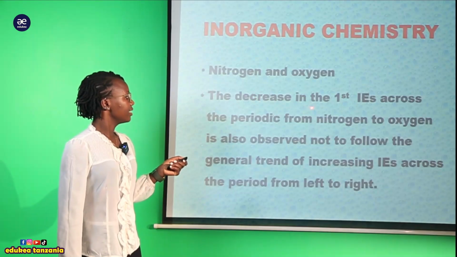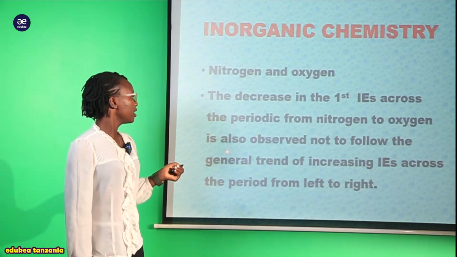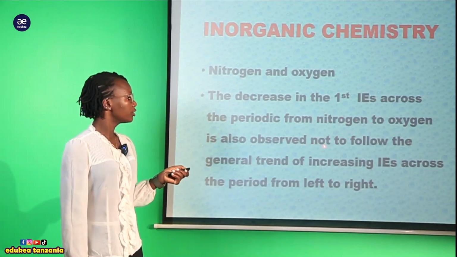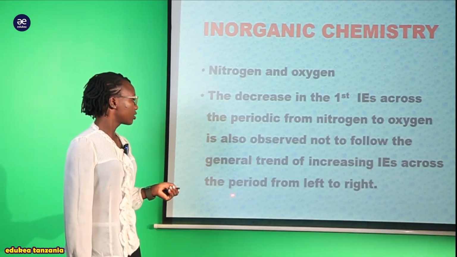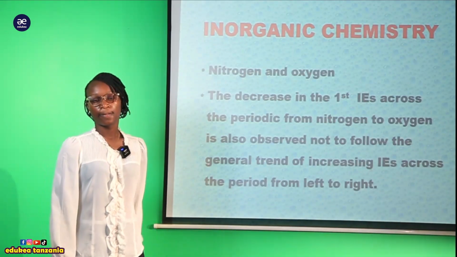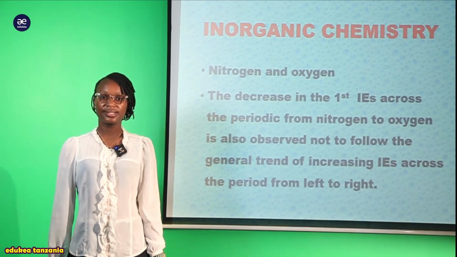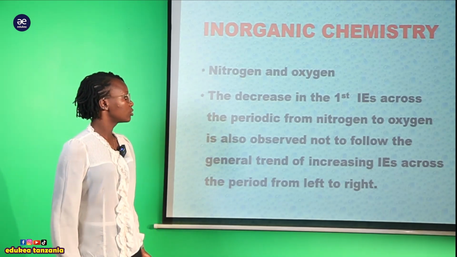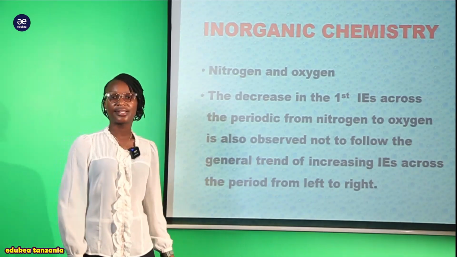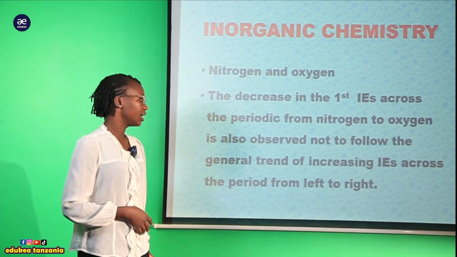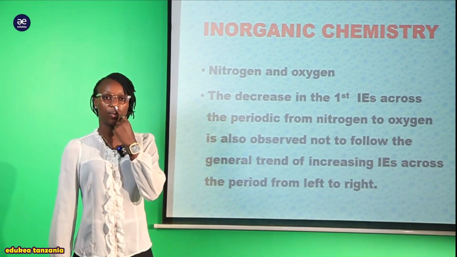So the decrease in the first ionization energies across the period from nitrogen to oxygen is also observed not to follow the general trend of increasing ionization energy across the period from left to right. Kwa utaona kuna observation ambayo inaonekana hapa kwamba tunapo consider the ionization energy ya nitrogen na oxygen, utakuja kuona kwamba it's observed not to follow the general trend of the increasing ionization energy across the period from left to right. So now how did this happen, we have to study it.